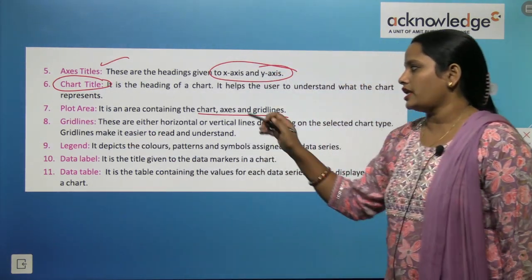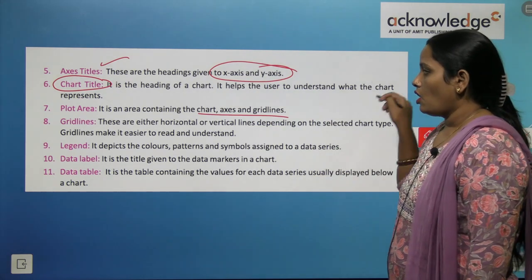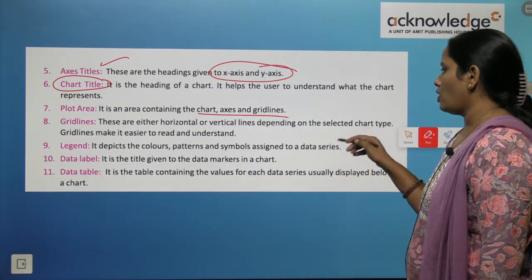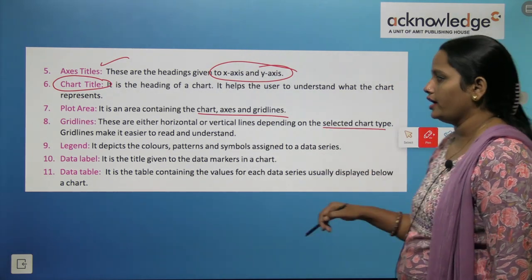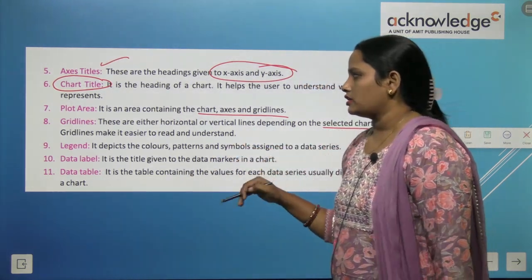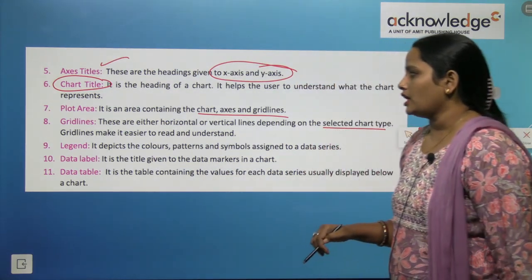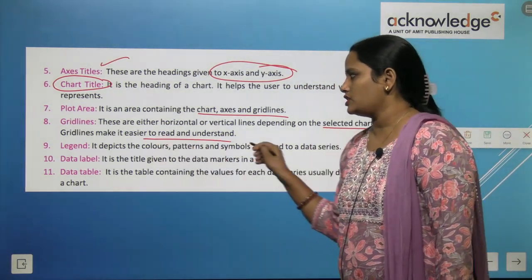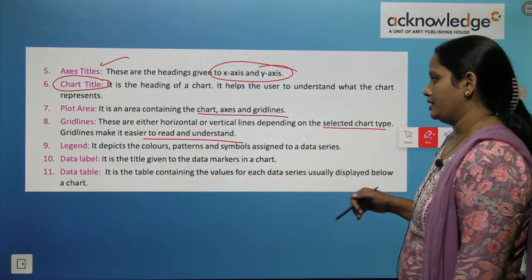Next is grid lines. These are either horizontal or vertical lines depending on the selected chart type. So whatever chart we have selected, it depends on that. Grid lines make it easy to read and understand. So it is very easy to understand grid lines.